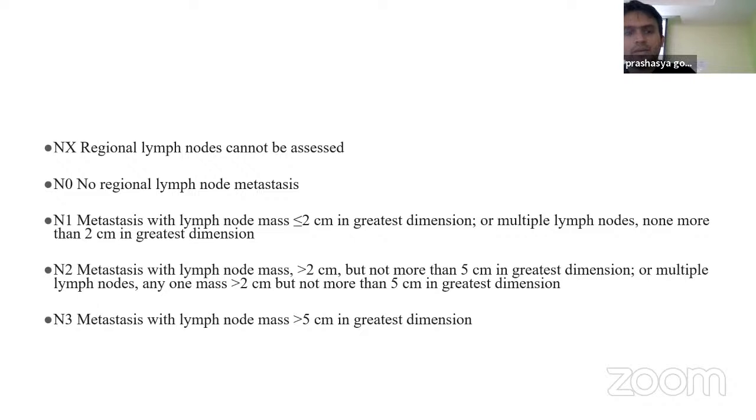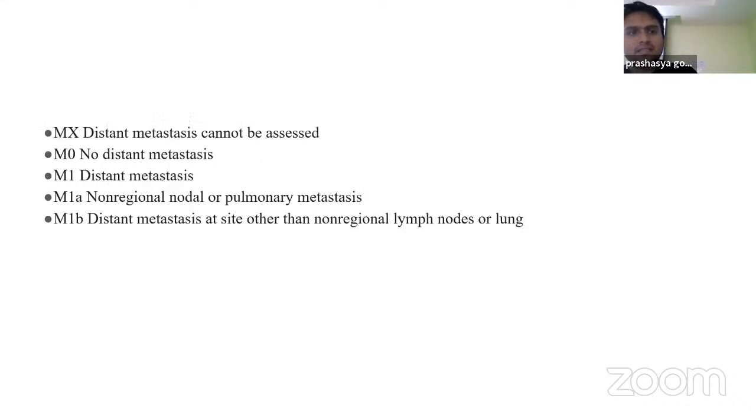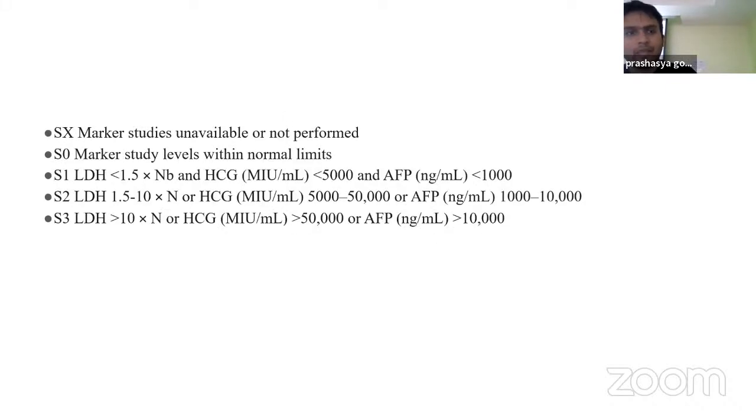N2 is when the lymph node mass is between 2 to 5 centimeters in greatest dimension, or multiple lymph nodes, all of them between 2 to 5 centimeters. And N3 is when the lymph node mass is greater than 5 centimeters in greatest dimension. Metastasis: M0 is no metastasis. M1A is non-regional nodal or pulmonary metastasis, and M1B is distant metastasis anywhere else.